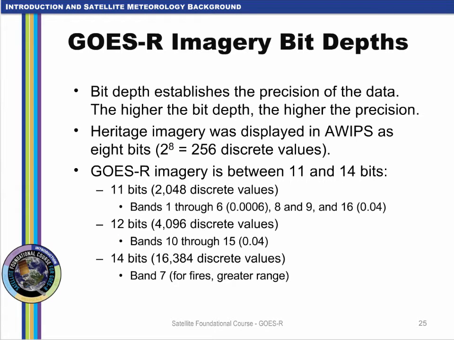Let's talk now about bit depth. GOES-R will send many more bits of information. In general, Heritage GOES had 8 bits of information at each pixel, or 256 different values. GOES-R will send 11 to 14 bits depending on the band. That means higher precision in the measurements.